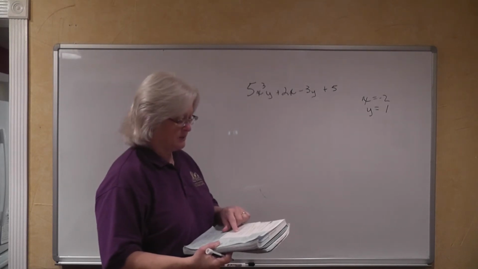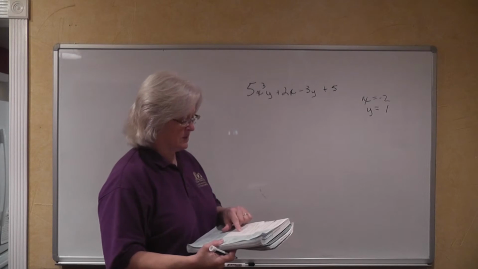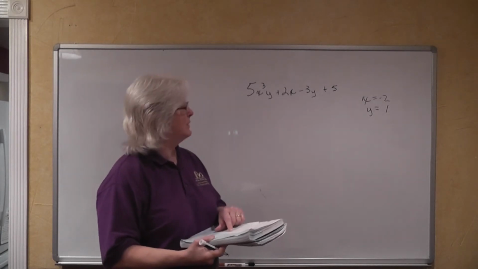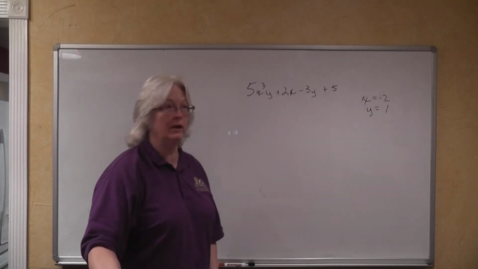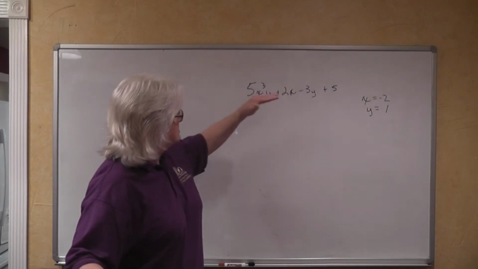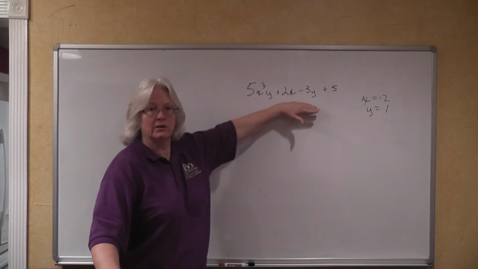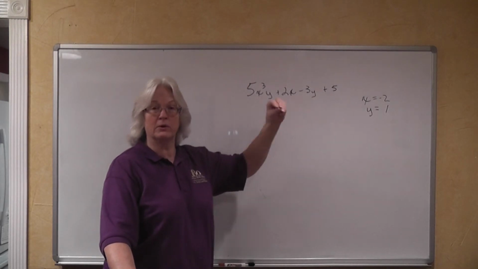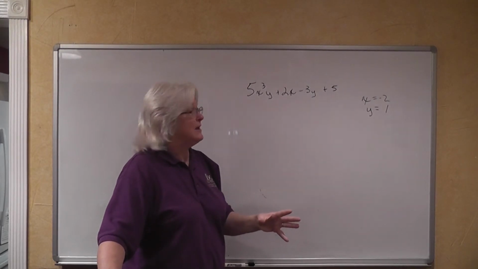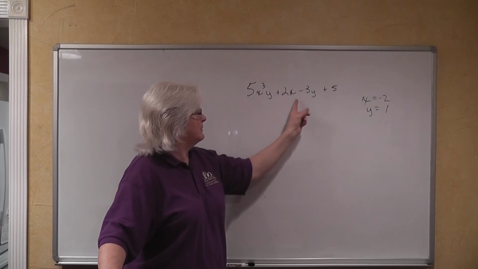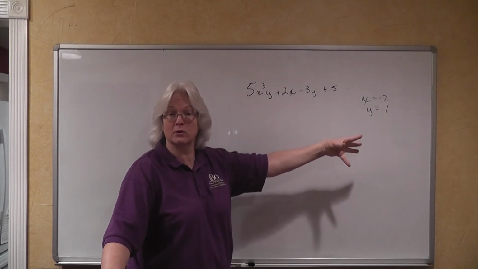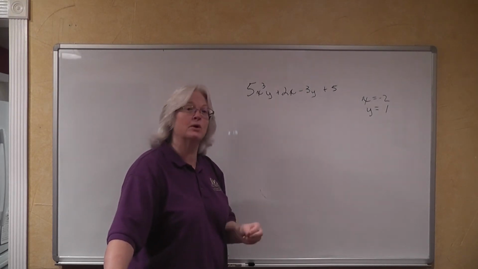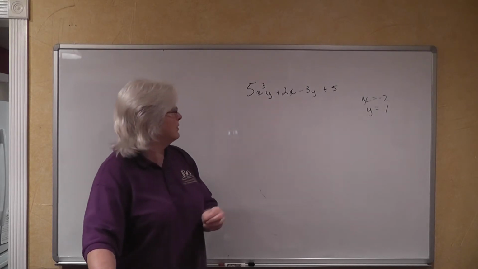5x cubed y plus 2x minus 3y plus 5, and we have x is negative 2 and y is a positive 1. First, let's decide what this polynomial here is. How many terms? 1, 2, 3, 4. We don't have special names for a polynomial that has 4 terms, so this is just a 4-term polynomial. And let's see what the degree of that polynomial is.